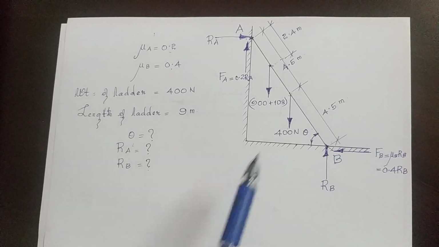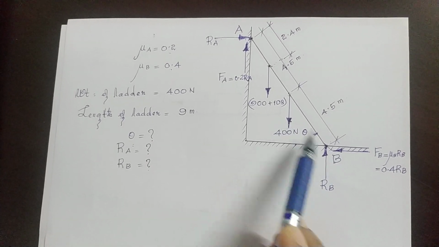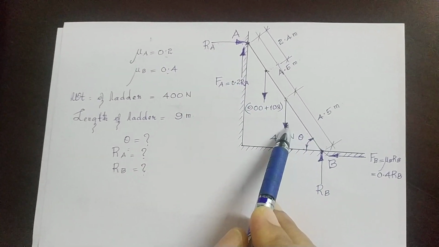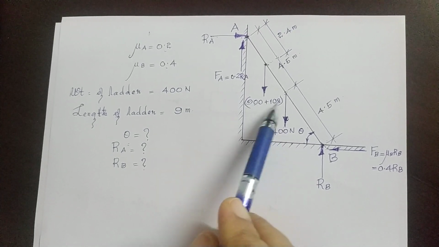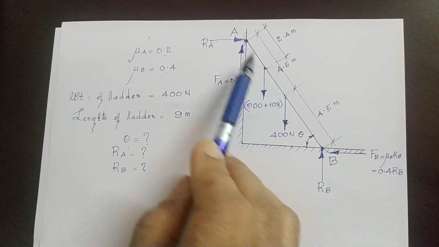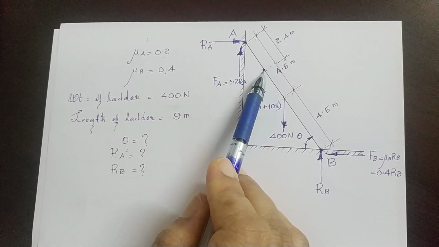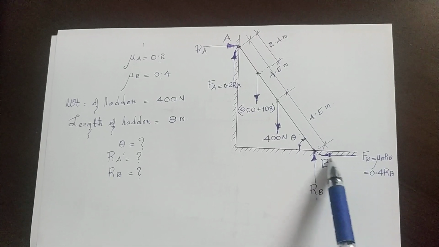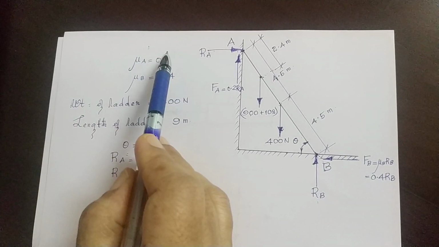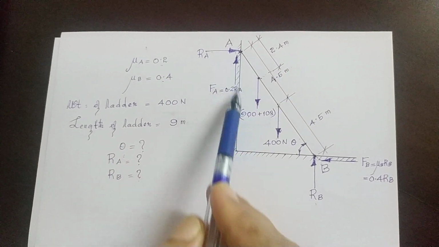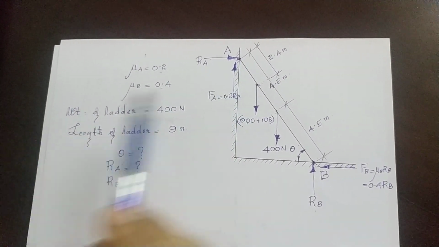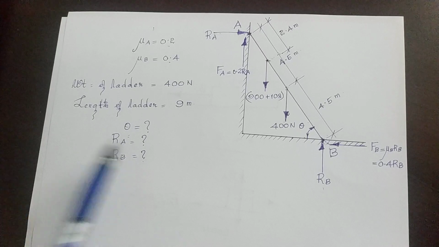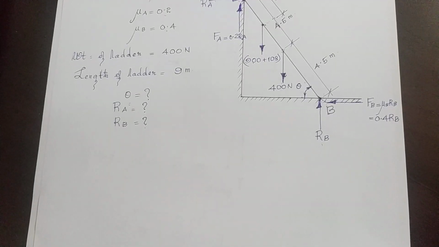What are the forces? The self weight 400 Newton acting at the midpoint, which means 4.5 meters from either end. The weight of the man together with the box acting at where he stands, that is 2.4 meters from the top. RB acting upwards. FB acting towards the left. RA acting horizontally towards the right. FA acting vertically upwards. FA is mu A RA, FB is mu B RB. So these are the sets of forces acting in this ladder.